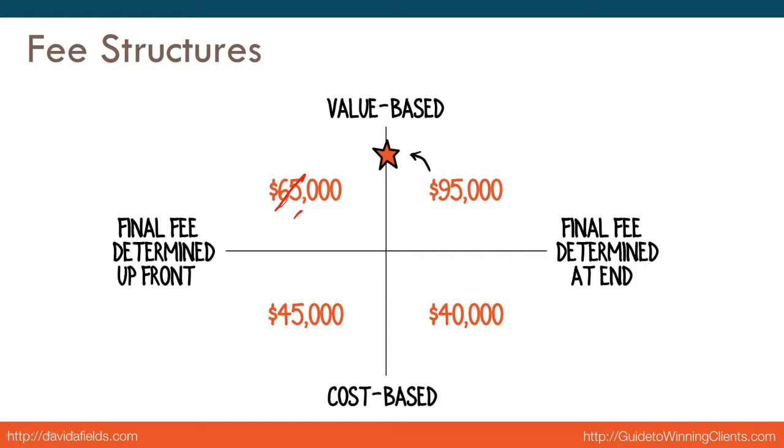And that $95,000 is for the exact same amount of work that any other consultant would have done to receive $65,000 if they had charged on a value basis, or $45,000 if they had done it on a time and materials fixed basis, or maybe even just $40,000 if they were charging by the day or by the hour. And that's an example of why choosing the right fee structure is so important, and why I recommend offering the hybrid structure.